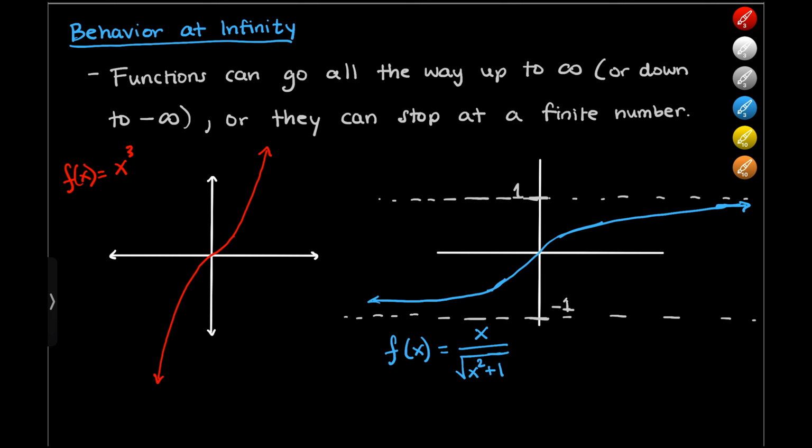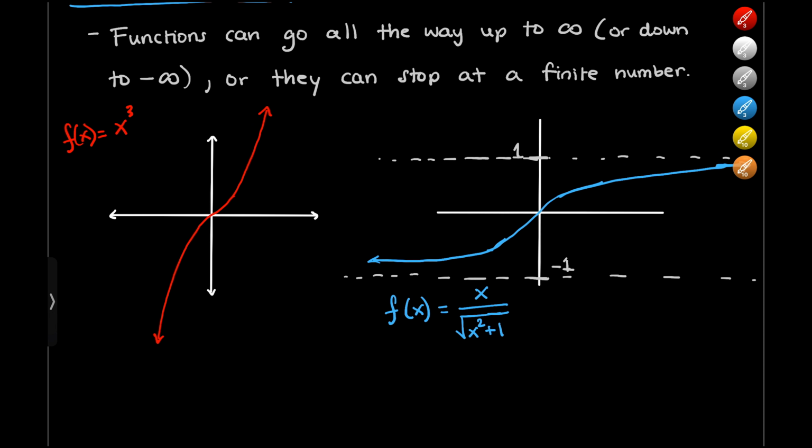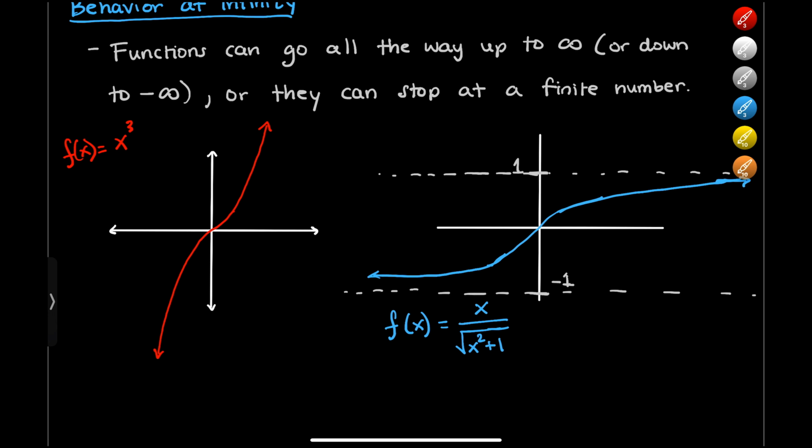And in this scenario, when f of x is equal to x over the square root of x squared plus 1, you can see that there are horizontal asymptotes which the function cannot pass. As you go more toward negative infinity, you are approaching negative 1, and as you go more toward infinity, you are approaching 1.